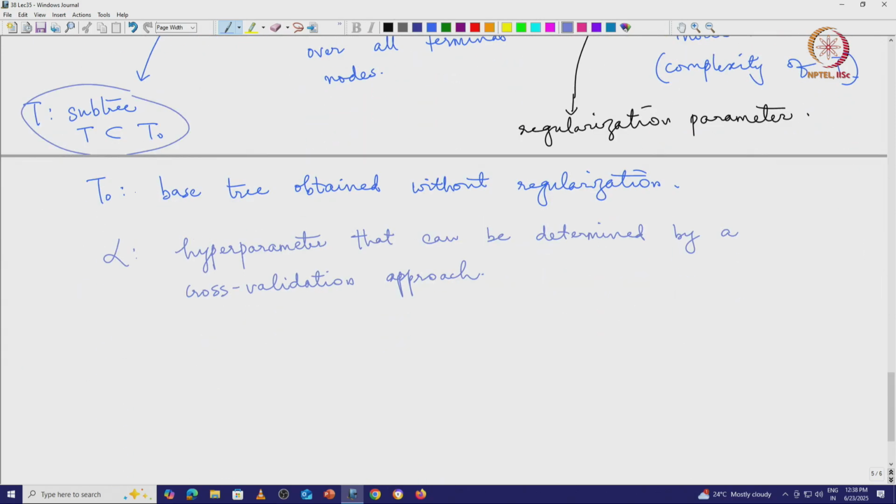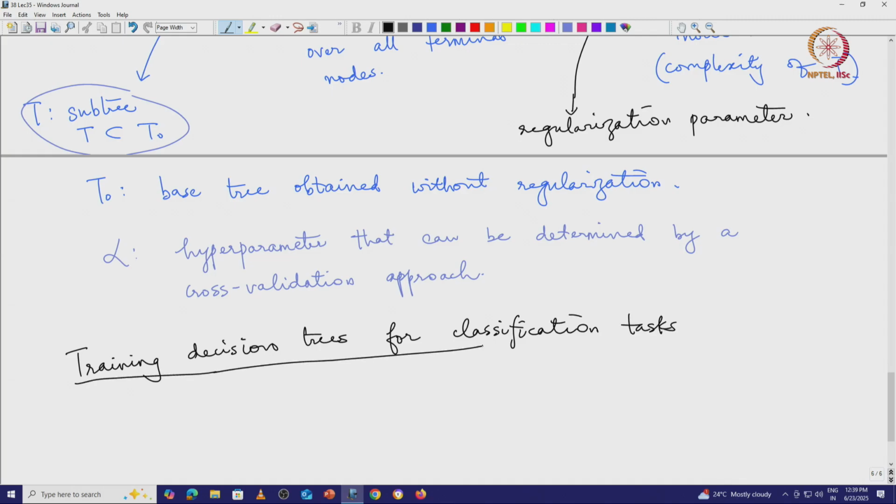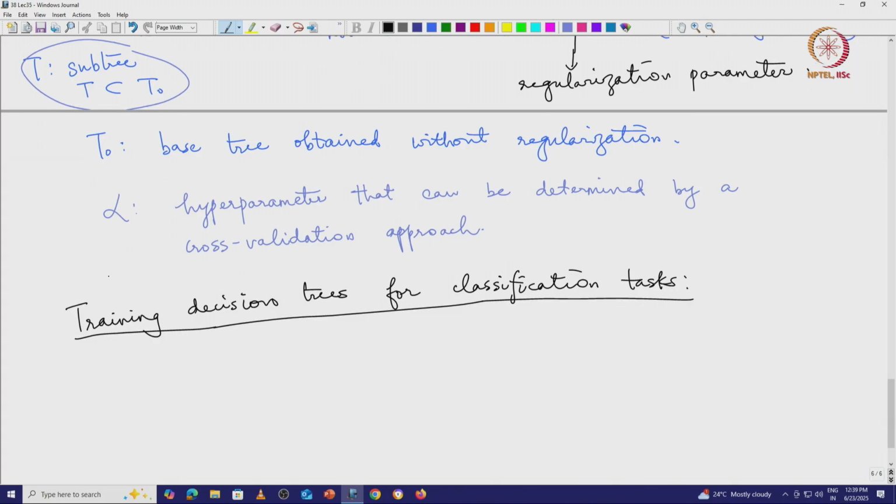Alright. So now that we have completed the discussion of regression problems with decision trees, we will now look at the training of decision trees for classification problems. So the next topic is training decision trees for classification tasks. Okay. So since we have already looked at regression, the logical progression now is to look at classification.